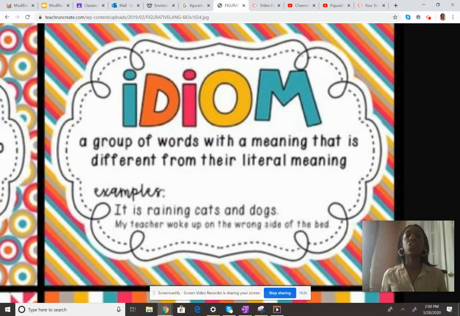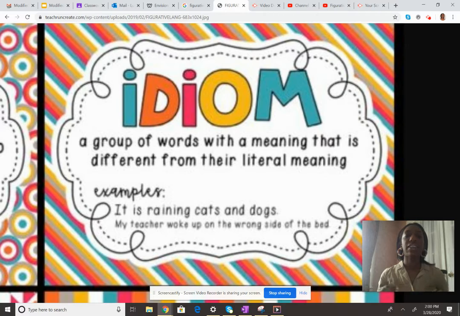An idiom is a group of words with a meaning that is different from their literal meaning. So you can say something and not literally mean it. For example, it is raining cats and dogs. Is it really raining cats and dogs? No. This person is explaining how hard it's raining outside. Okay? So let's move on.